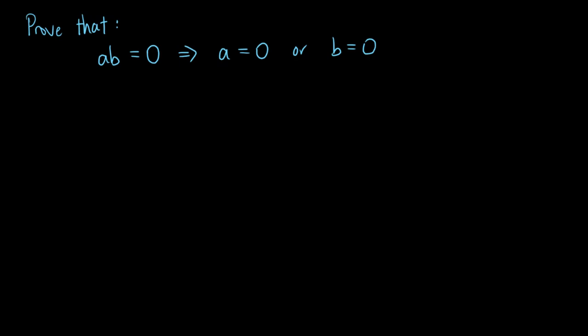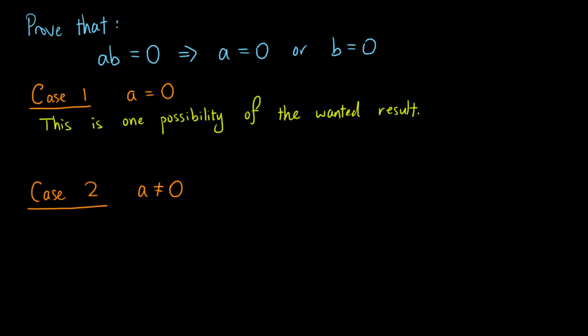Let's consider this example. A times B equals 0 implies A equals 0 or B equals 0. In other words, if A times B is 0, then we want to show that A equals 0 or B equals 0. We can break it down into two cases. Either A equals 0 or A is not equal to 0. For the first case, A equals 0 is one possibility of the result that we want, so we don't have to prove anything. For the second case, since A is non-zero, we know that 1 over A exists.